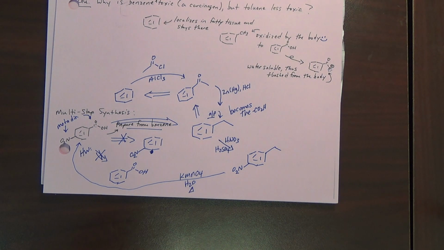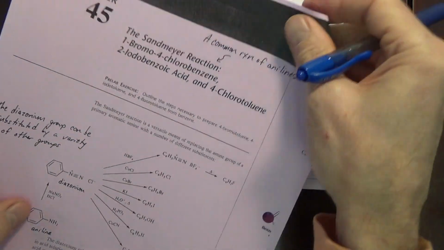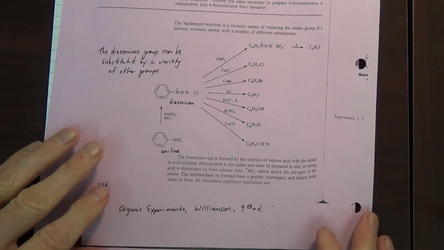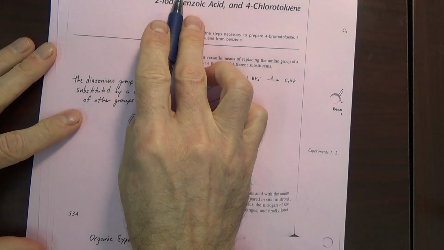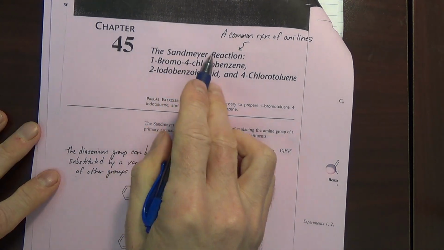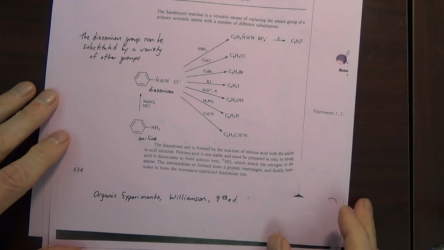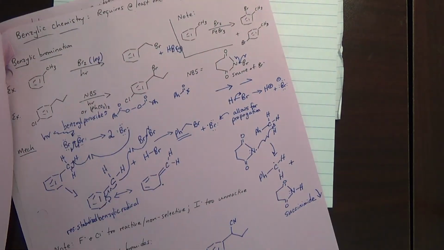Okay, so there's an example of using this chemistry in multi-step synthesis. Okay, we'll save the diazonium reaction for the next video. It's called a diazonium reaction, sometimes also called a Sandmeyer reaction, after the chemist who developed some of these reactions. We'll also look at, in that next video, diazo coupling reactions.